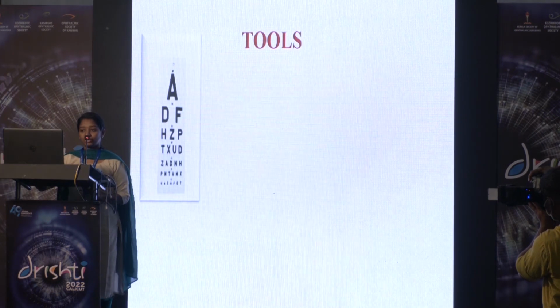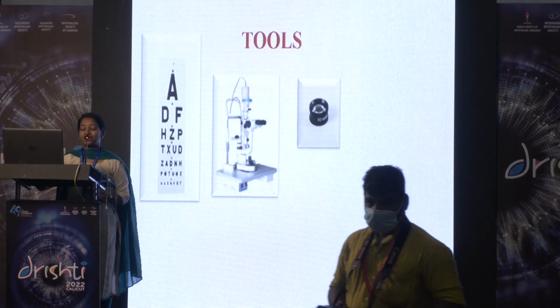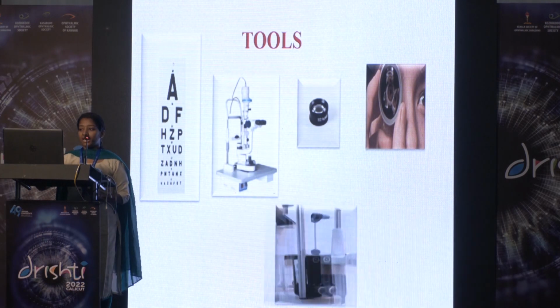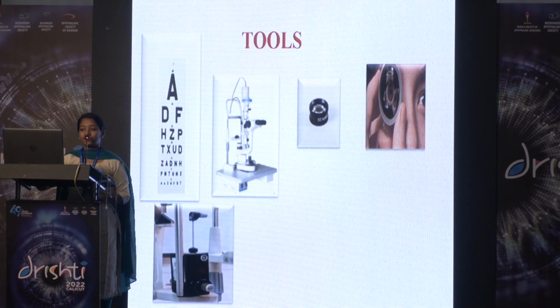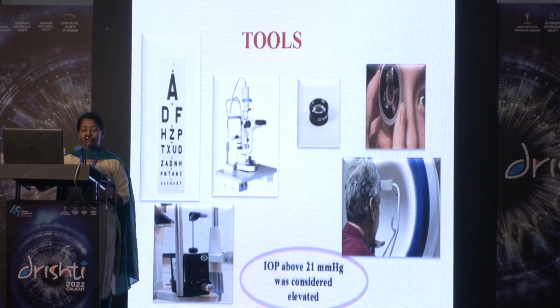The tools which I used were visual acuity testing with Snellen's visual acuity chart, anterior segment examination with slit lamp, fundus examination with 90D lens, gonioscopic mirror for angle, and intraocular pressure measurement with Goldmann applanation tonometer. Visual field defects were analyzed with Humphrey visual field analyzer, and IOP more than 21 millimeters of mercury was considered elevated.